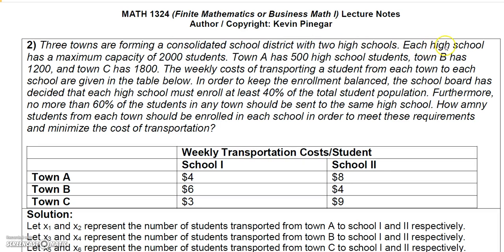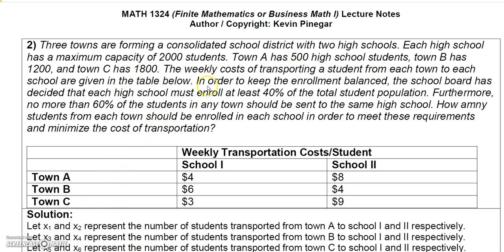And we have a lot of constraints here. Each high school has a maximum capacity of 2,000 students. Town A has 500 high school students, Town B has 1,200 high school students, and Town C has 1,800 high school students. The weekly costs of transporting a student from each town to each school are given in this table down here.